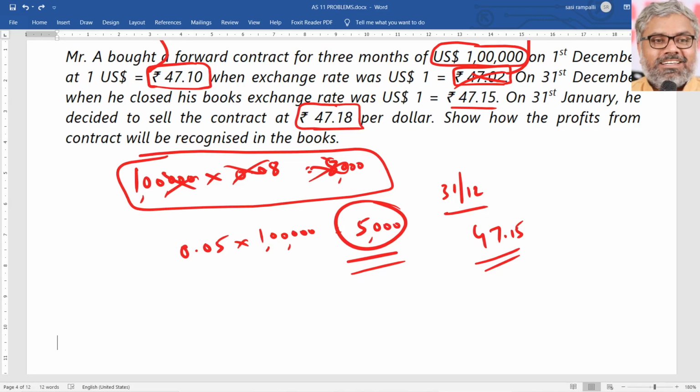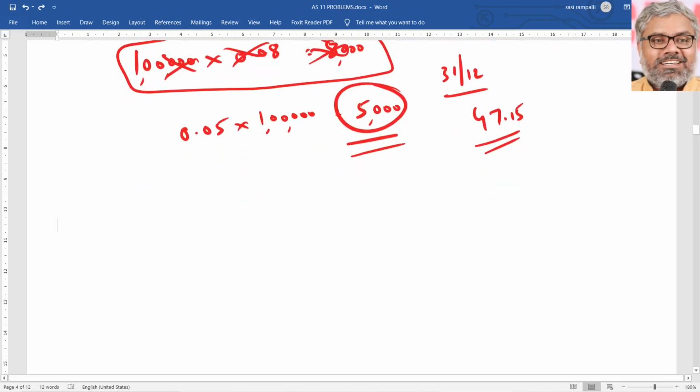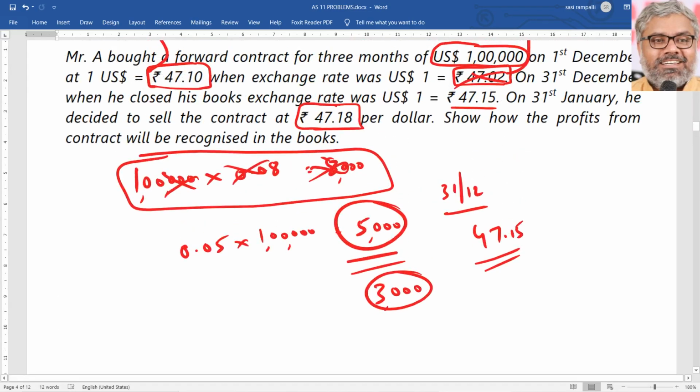How much profit has he made? He purchased it for 47.1 and sold it for 47.18. That means 8,000 profit he has made, but 5,000 of that profit is already recognized. So what has to be the remaining profit to be recognized? 3,000 rupees has to be recognized as profit in the next year, on 31st January when he actually sold the contract. So that is how the profits from the contract will be recognized in the books.